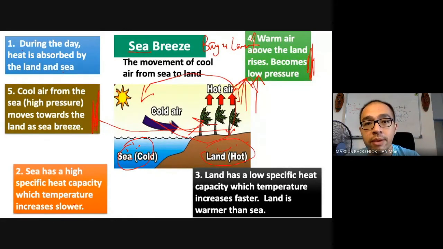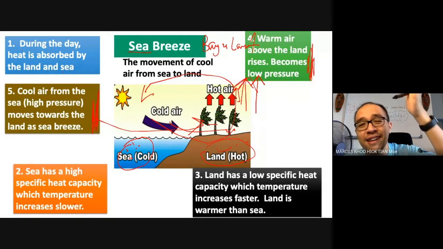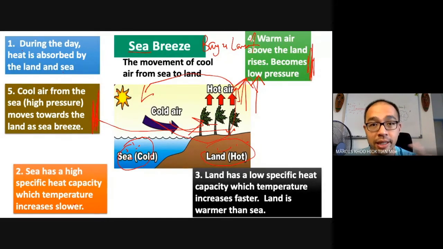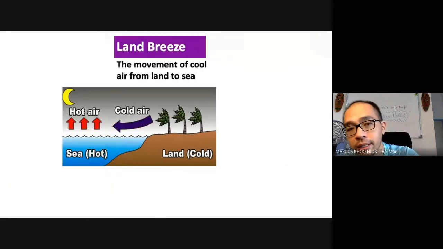Okay, go to the sea, become cold. Go to the land, become hot, go up. Become hot, go up. Become cold, go down. Then it gets blown into the land which is hot. Become hot, go up. After becoming hot, up there it becomes cold, so it comes down again, and it goes in one full circle like that. Okay, sea breeze.